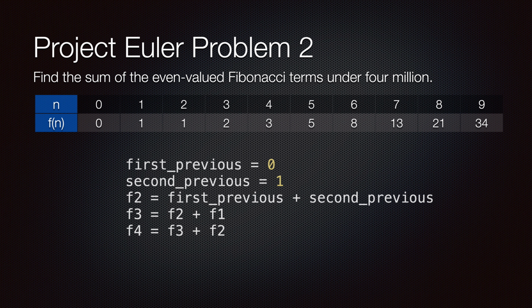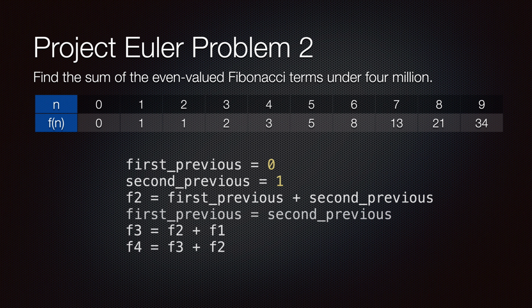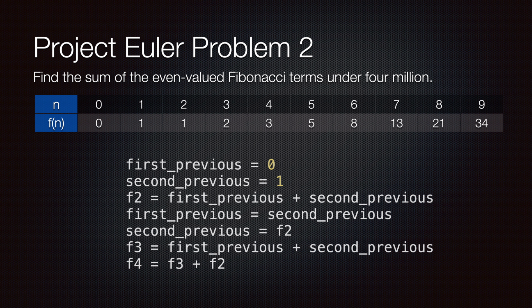If we wanted to compute F3, we would need to first update our previous variables. The number 1 was stored in second, and now we're moving it to first. Since we want to calculate F3, we need to update second with the value we got from F2. And now we can get F3 by adding the first and second previous numbers.